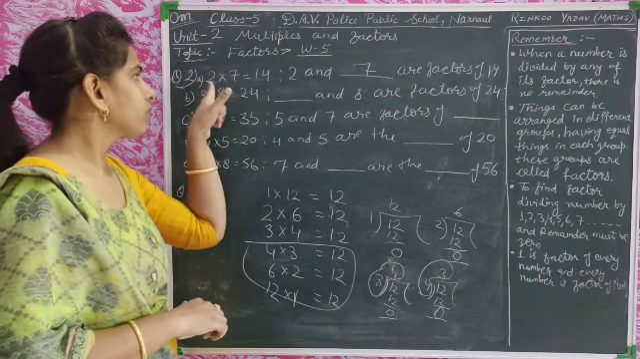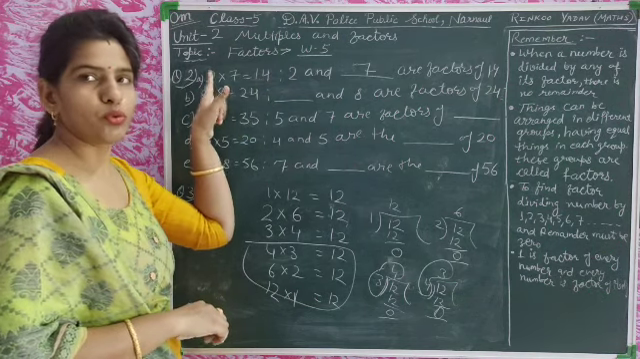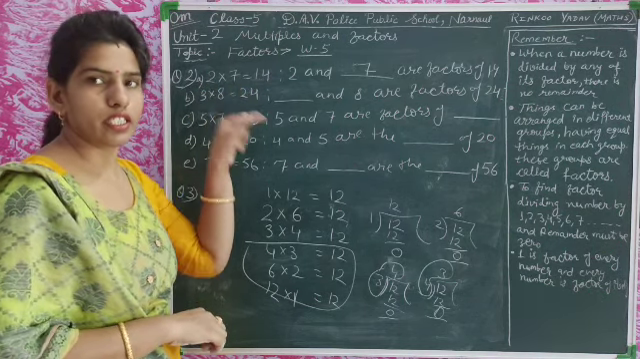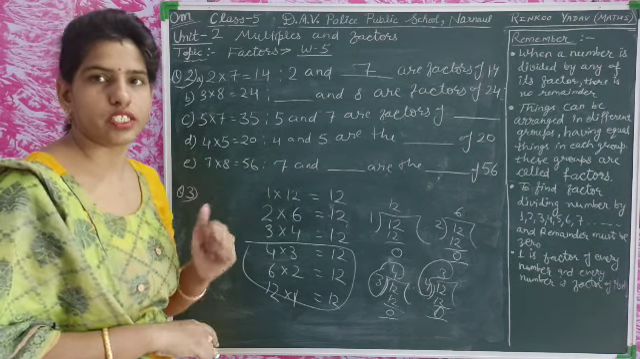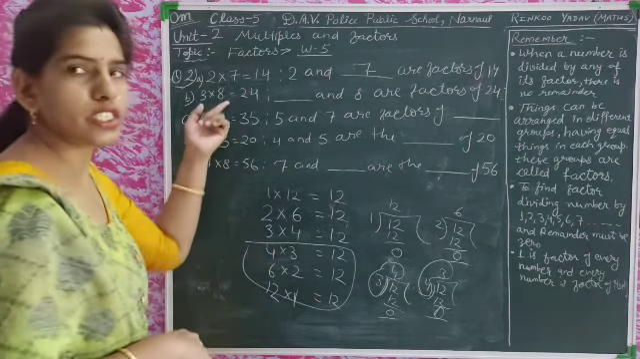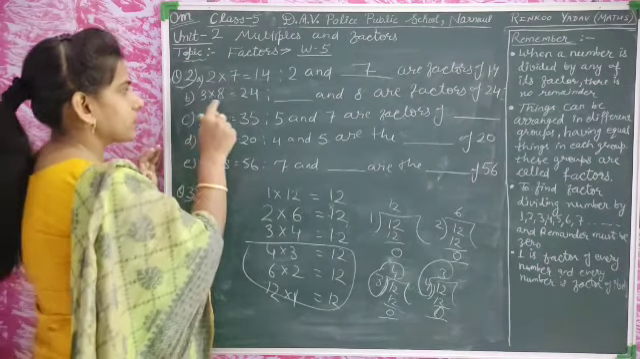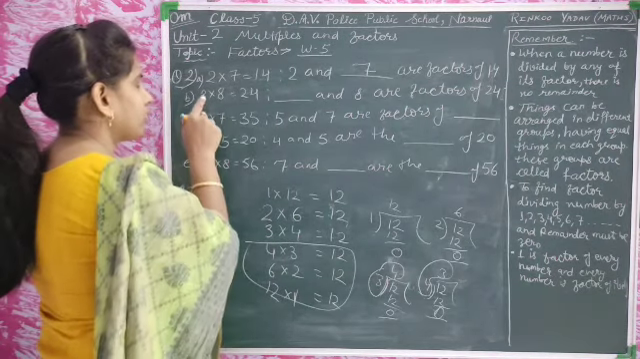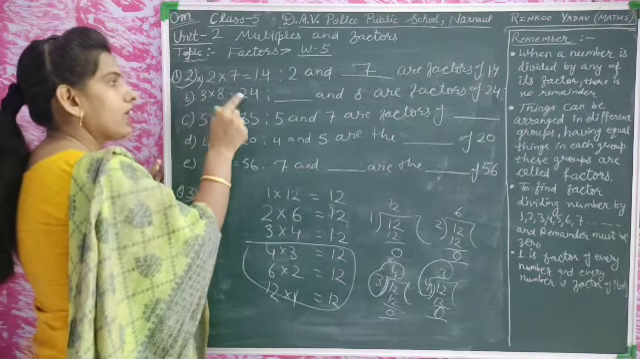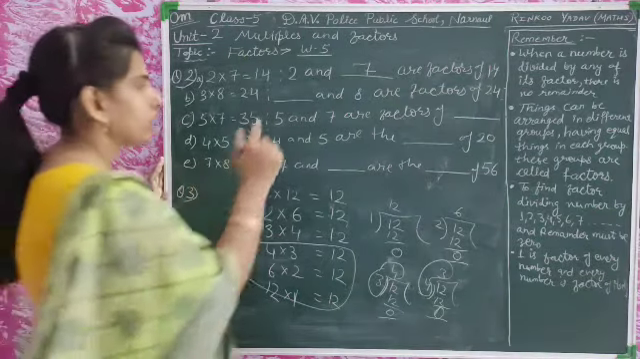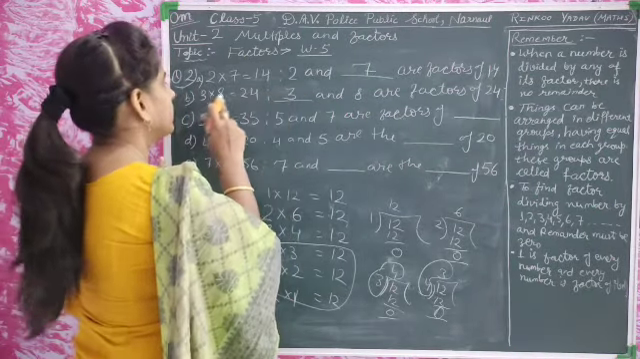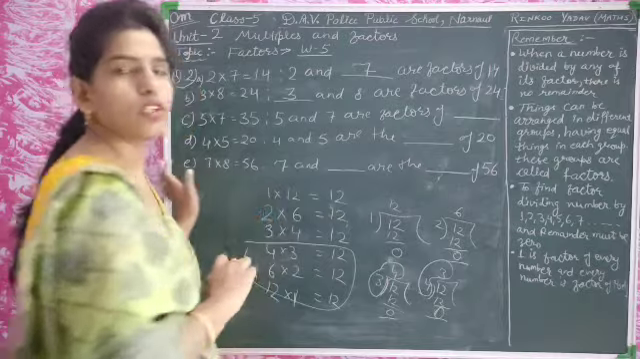Is it clear, students? If we divide 14 by 2 and 14 by 7, is there the remainder 0 or no? Check it. Okay, students? You will check yourself. Now next number is 3 into 8 is equal to 24. It means 3 and 8 are factors of 24. There must be 3 and 8 as factors of 24.